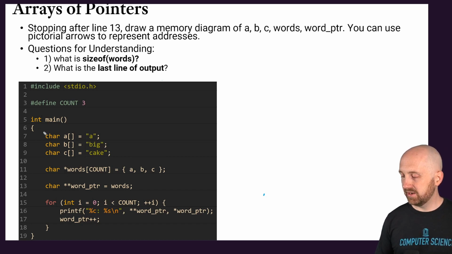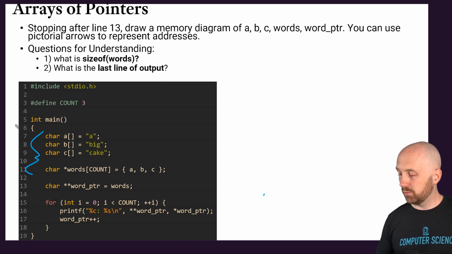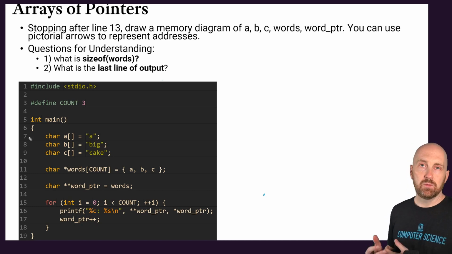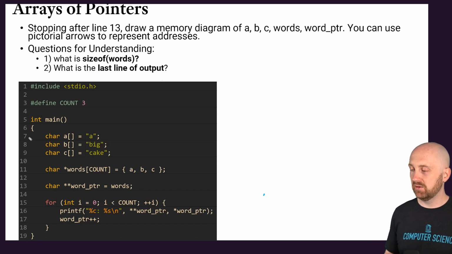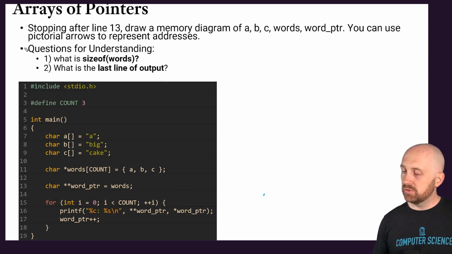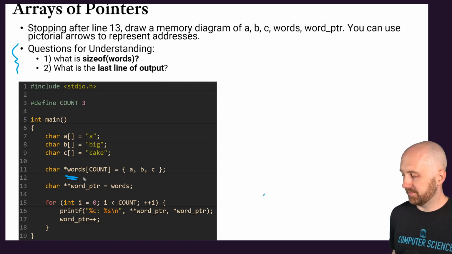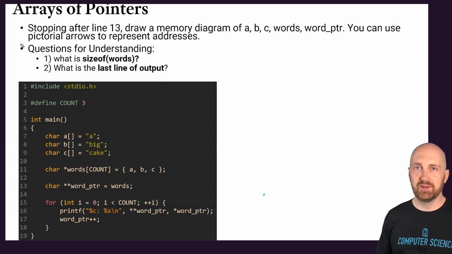Notice that these three names, A, B, C, and words, are arrays, and then word pointer is the variable that's a pointer type. You should then consider what happens when the loop at the bottom evaluates, and think through what you would expect to be output there before trying this out in your editor. And there are two questions for understanding. What is the size of this array words? And what is the last line of output? So pause the video here and then try working through this.